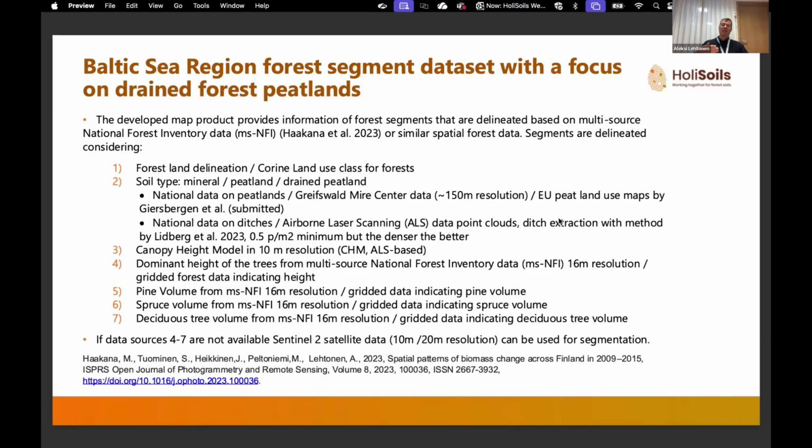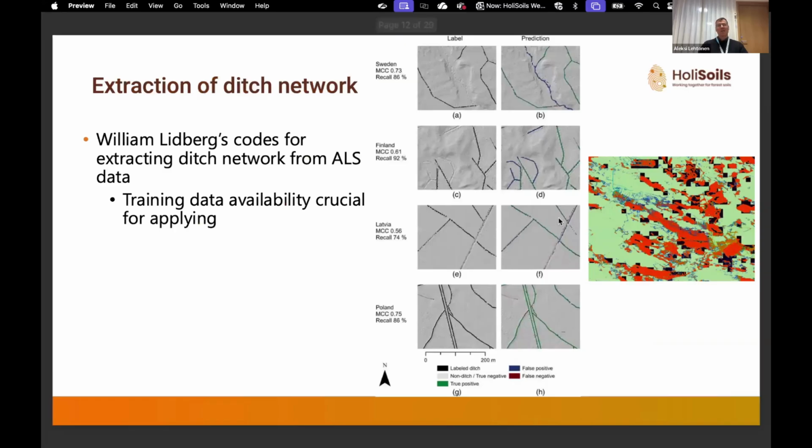And then in all countries we don't have these data, but we can substitute some of the data with other data sources. And the idea is to segment these satellite images to have uniform management units and to be able to know if that's on a peatland or not. And then the airborne laser scanning data is to be used to detect ditch network. And this is based on William Liedberg's code from the SLU.